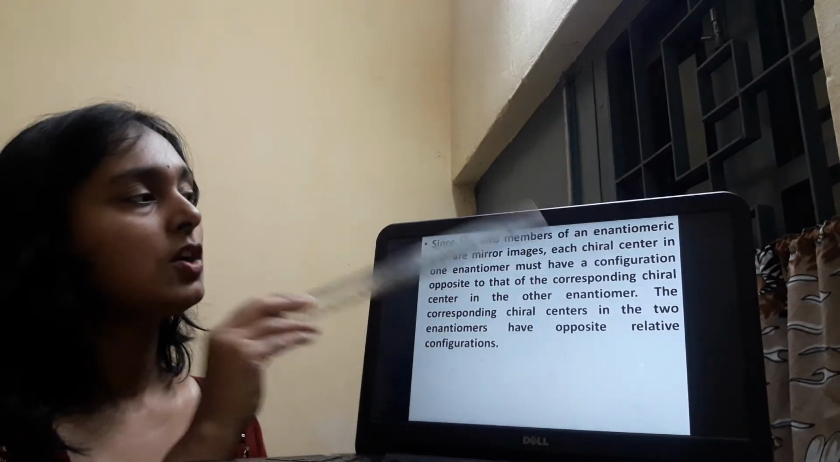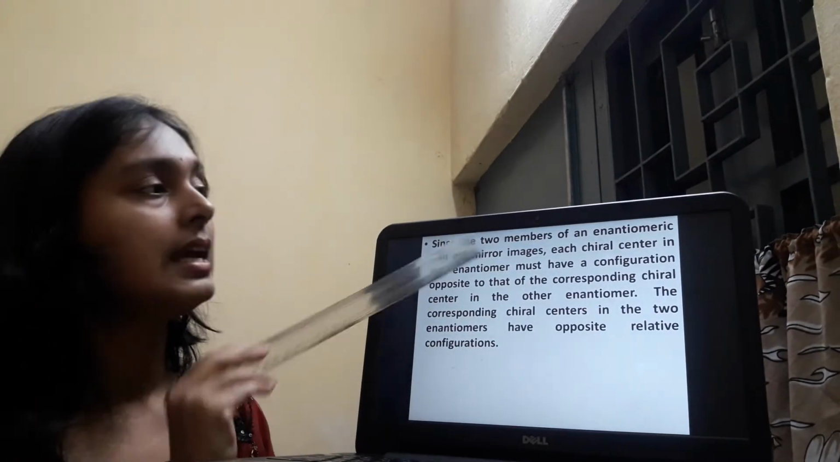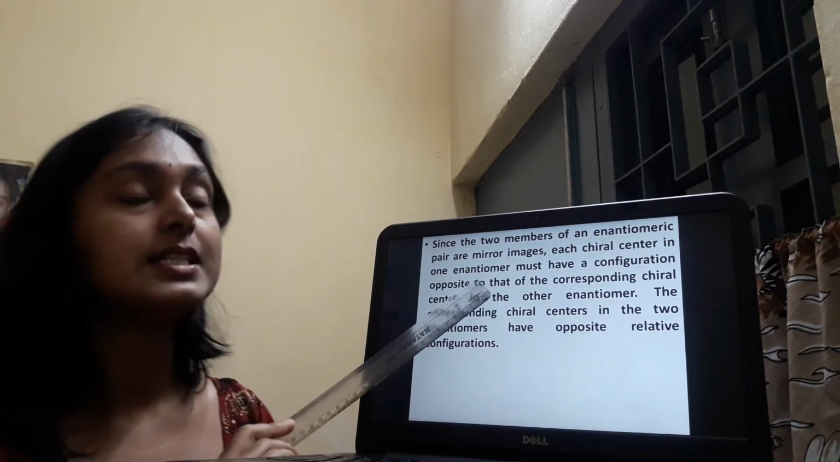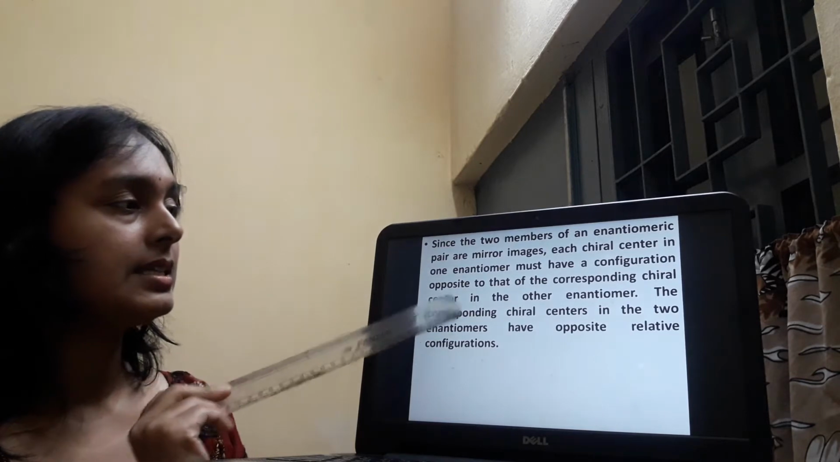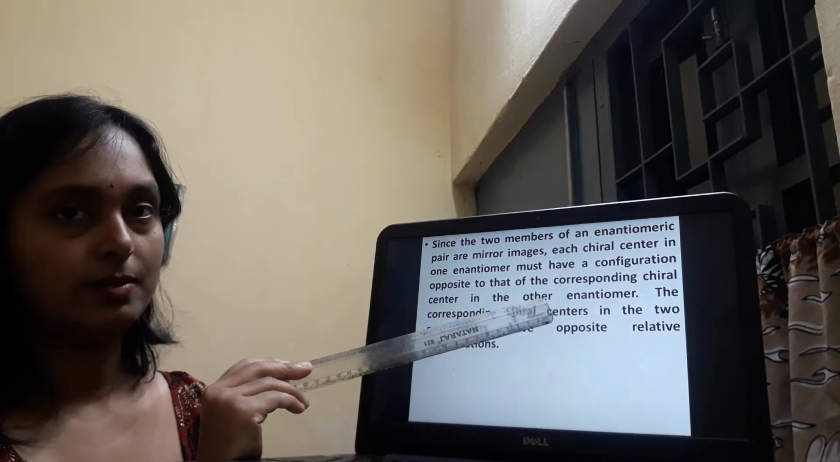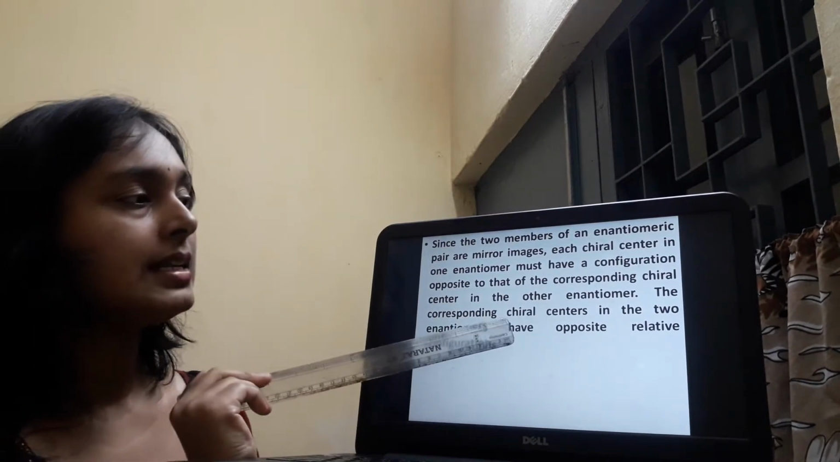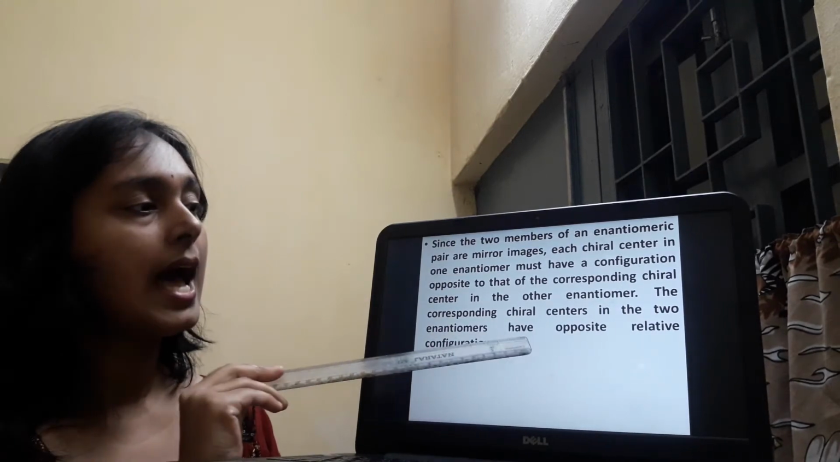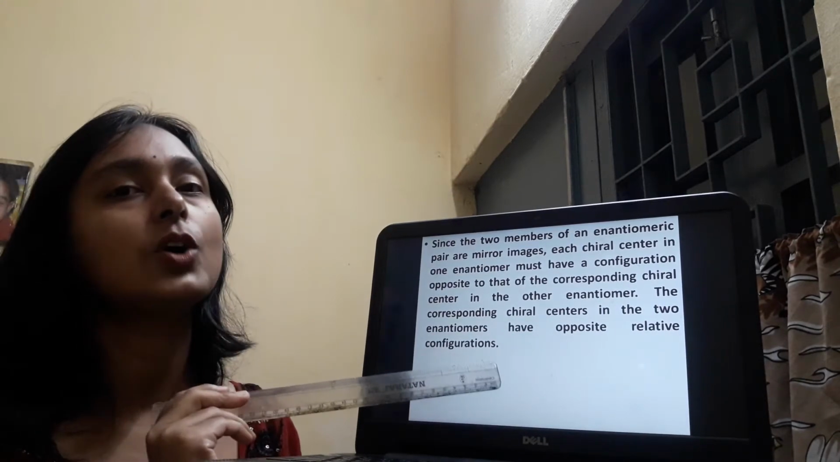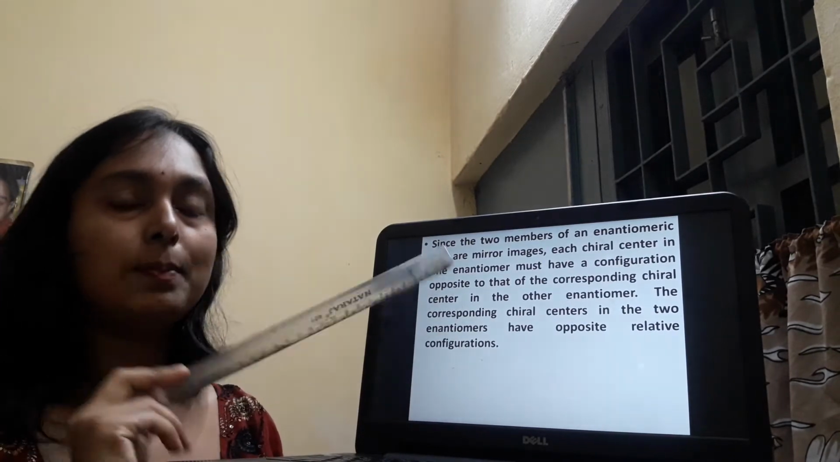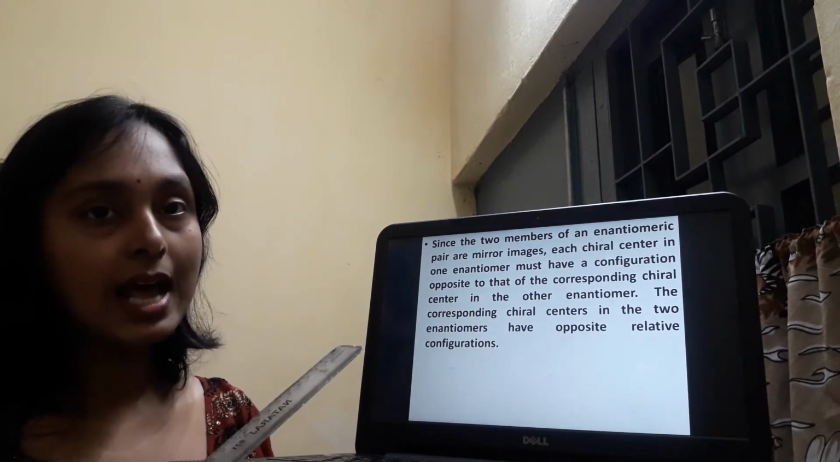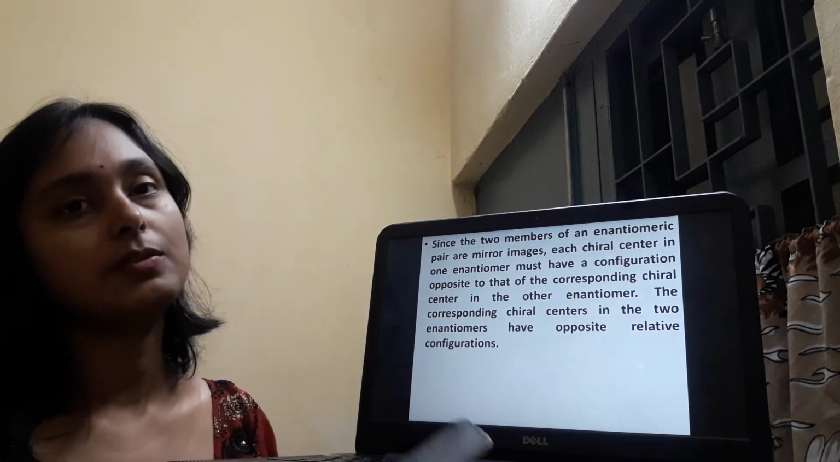Since the two members of an enantiomeric pair are mirror images, each chiral center in one enantiomer must have a configuration opposite to that of the corresponding chiral center in the other enantiomer, right? So the corresponding chiral centers in the two enantiomers have opposite relative configuration. So enantiomer 1 and enantiomer 2, one plus and one minus, have opposite relative configuration.